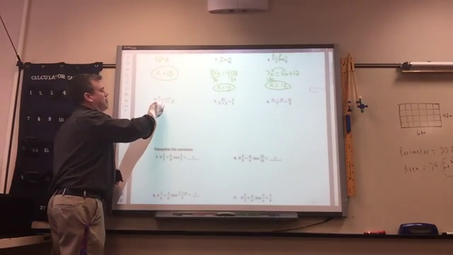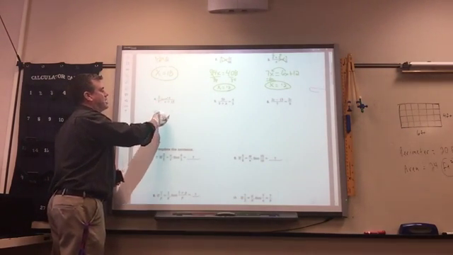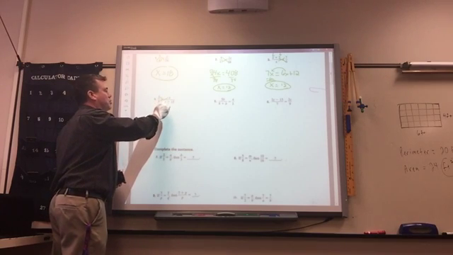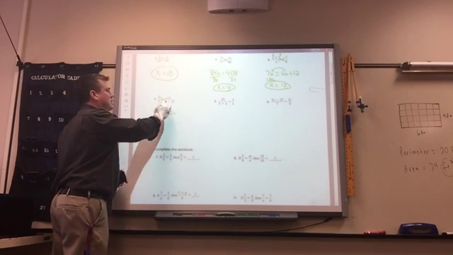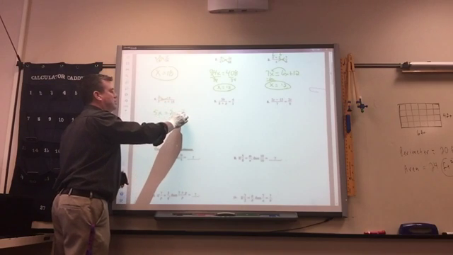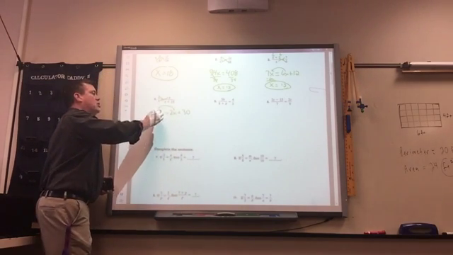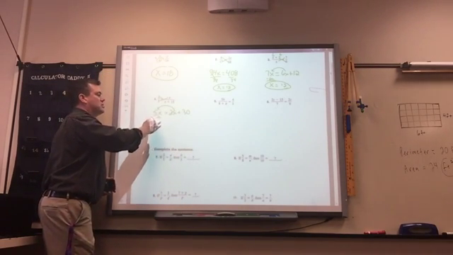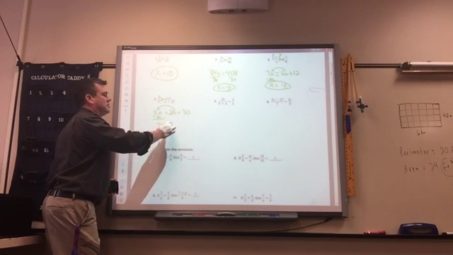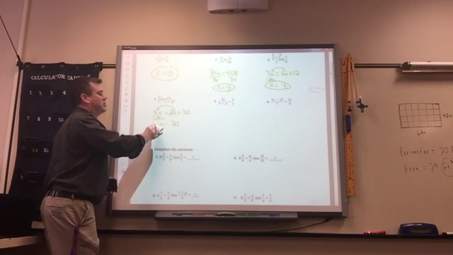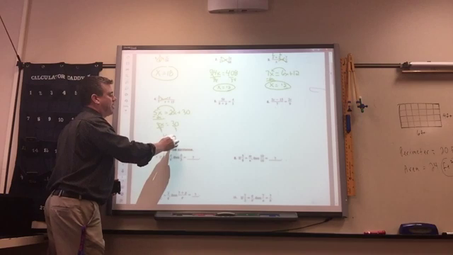Number 4, 5 times x, 5x, equals 2 times both of those would be 2x, plus 2 times 15 is 30. So move the 2x over, so you got to subtract 2x, and then divide by 3, and you get 10.